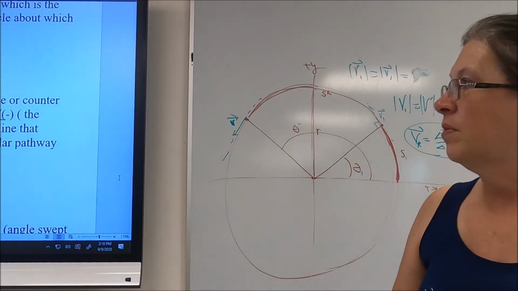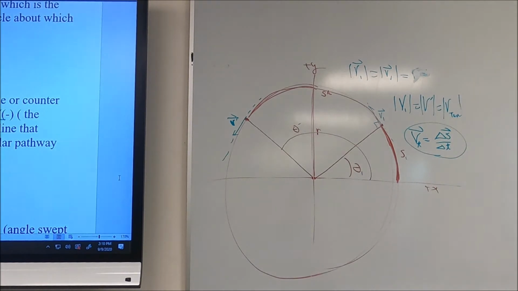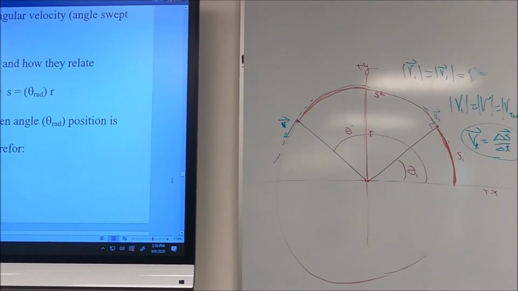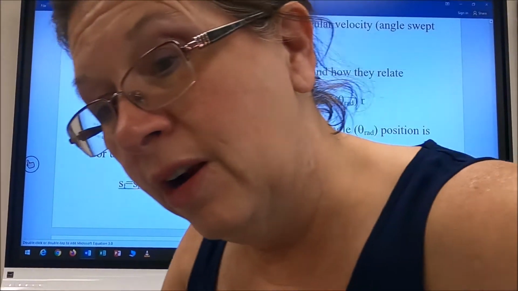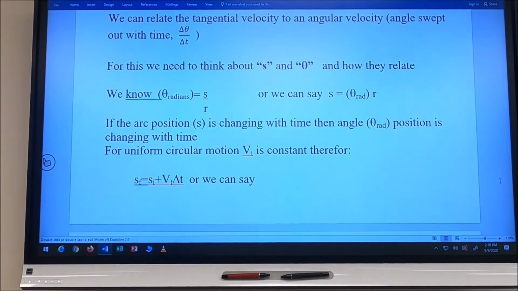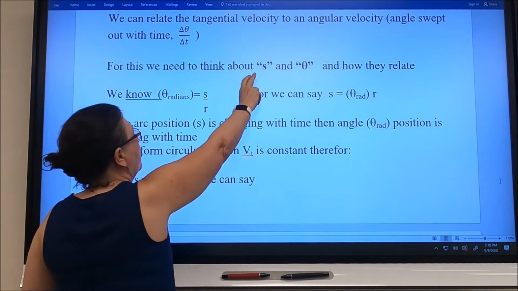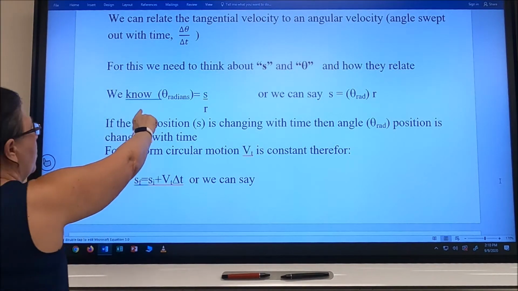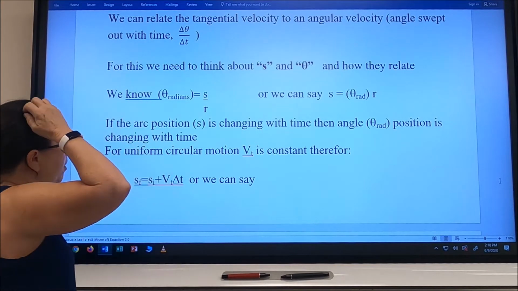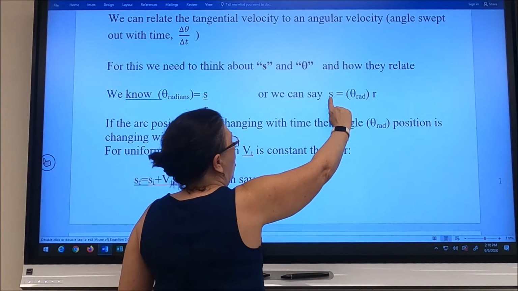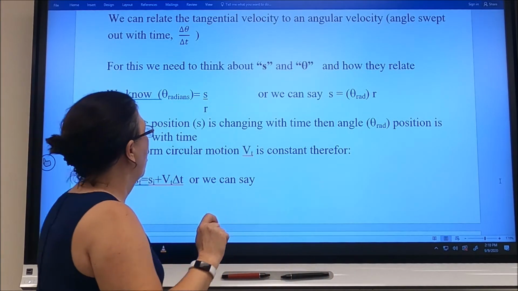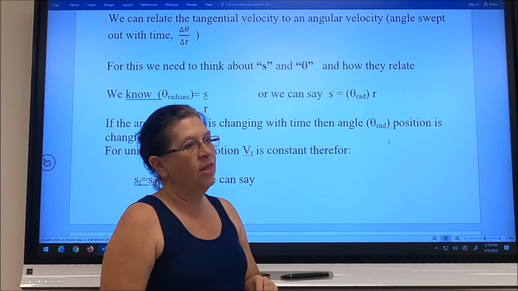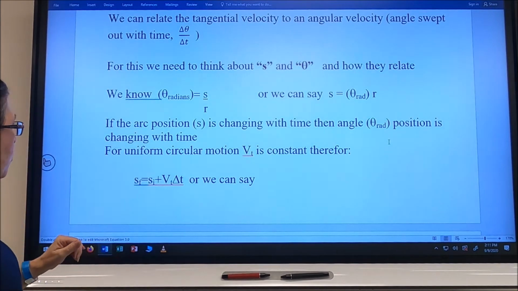Now, let's look and see how tangential velocity and angular velocity relate to each other. Okay, back over here so we can look at the screen. Now, we know that there's a relationship between S and theta, the arc position and the angular position. We know that the angular position in radians is equal to S divided by R, so that we can say S, arc position, is equal to angular position times R. If S is changing with time, then the angle theta, the angular position, is going to change with time.